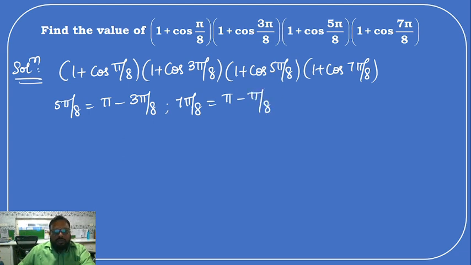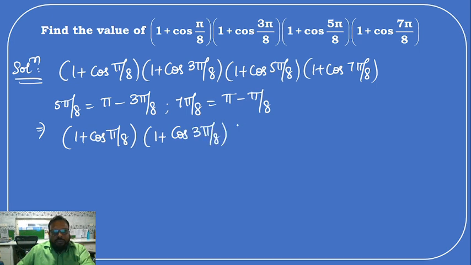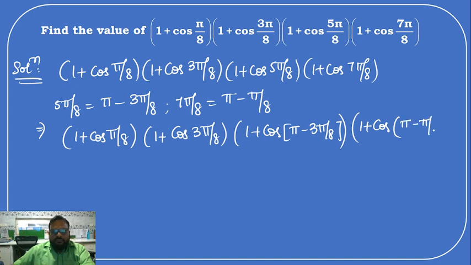If you check this part again, you'll get the same thing: π minus π/8 is 7π/8. Now I will substitute these in place of 5π/8 and 7π/8. So what do I get? It will be (1 + cos π/8)(1 + cos 3π/8)(1 + cos(π − 3π/8)), and one more, (1 + cos(π − π/8)).